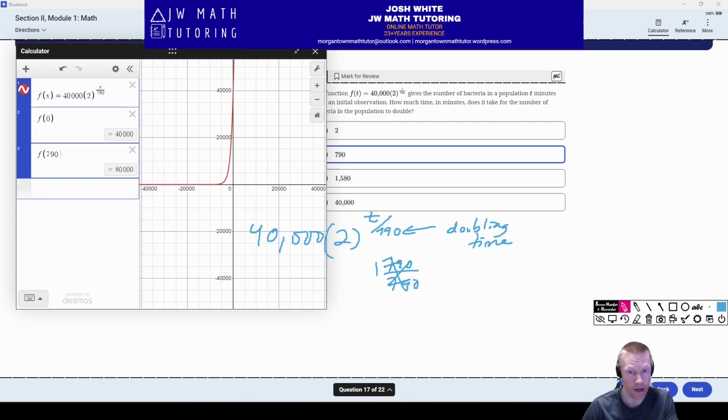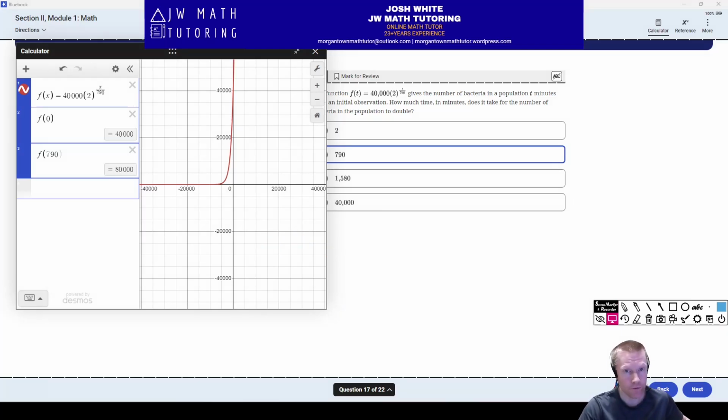So therefore, the 40,000 is now being multiplied by 2, whereas if you compare it to t equals 0, 2 to the 0 is just 1, so that's why it was 40,000 initially. So the point is, for every 790 minutes that you increase the t value by, you're going to cause the 40,000 to be multiplied by 2 to the first, and then another 790 would be 2 to the second, another 790 would be 2 to the third, and so on. That's why 790 is just the doubling time for this problem.